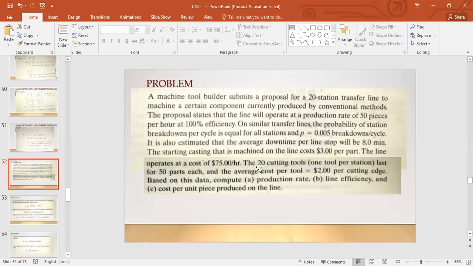There are 20 cutting tools, one tool per station, and each lasts for 50 parts. I told you, right, that one tool will process so many parts. The average cost per tool is $2 per cutting edge. Based on this data, compute the production rate, the line efficiency, and the cost per unit piece produced on the line. We have to calculate these three things.